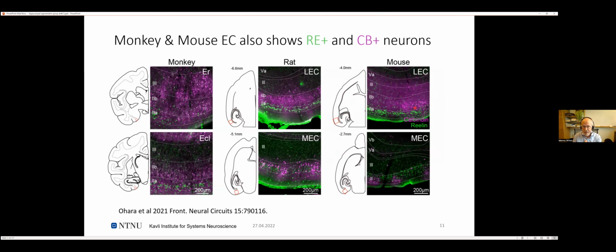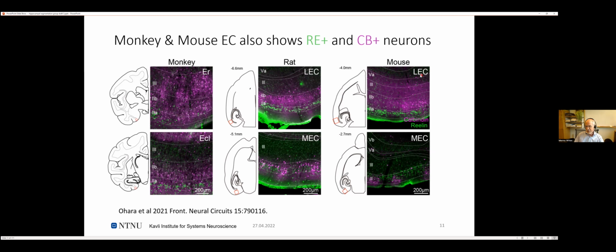Just to show you some comparative data, in the monkey and in the mouse you find exactly the same cells. Here, the reelin cells are green, and this is the red as a comparison, and the calbindin cells are magenta. You see in the monkey in anterior entorhinal cortex reelin positive cells in layer 2, and a majority of calbindin positive cells that are slightly deeper. Just as in the red, you have the green reelin cells superficially and the magenta calbindin cells deep. It's true for LEC, and it's true for MEC, the very posterior part of the monkey entorhinal cortex.